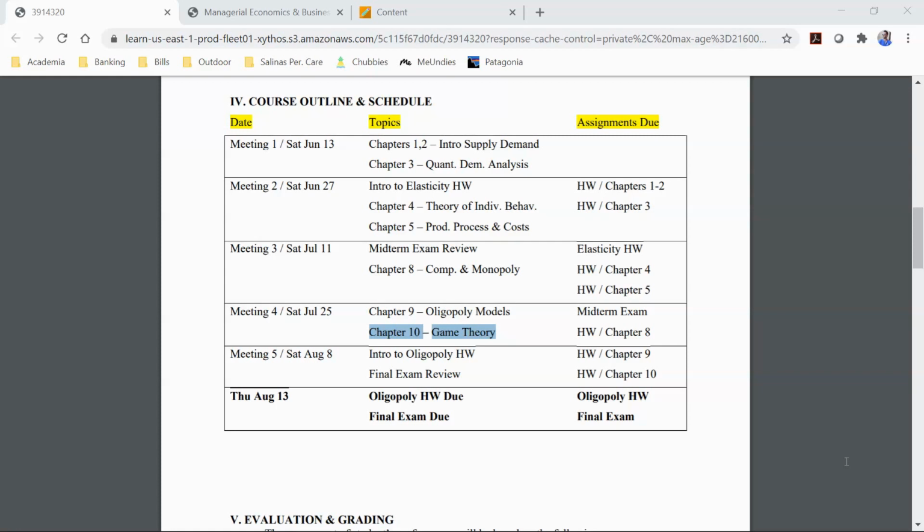So we got one more chapter to do on oligopoly, which is chapter 10 in your textbook. And so this will be on looking at some advanced game theory models and problems with oligopoly issues. Okay, so let's do chapter 10.